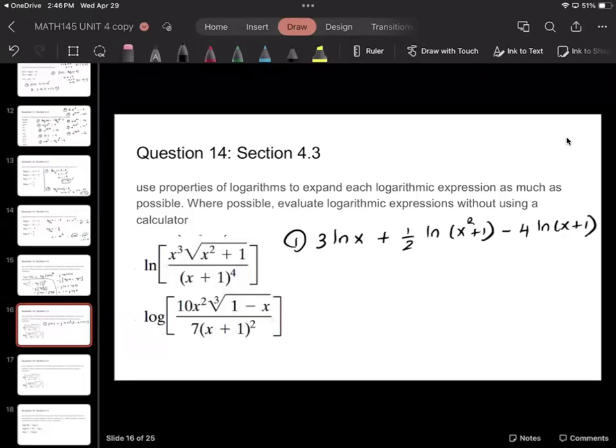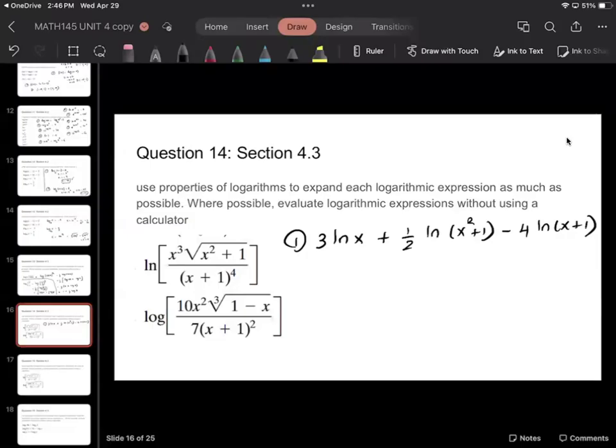Okay, do you see how simple it was? So ln of x cubed will become 3 ln x. Ln of x squared plus 1 to the power of 1 half will become 1 half ln of x squared plus 1. And the minus in front of the 4 ln x plus 1 is because x plus 1 to the power of 4 was in the denominator.